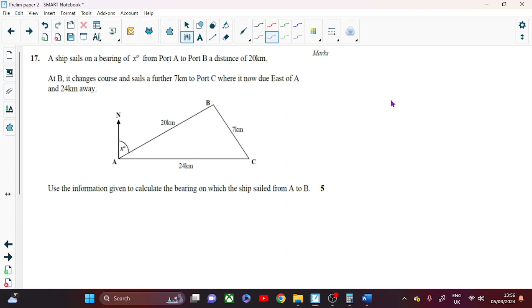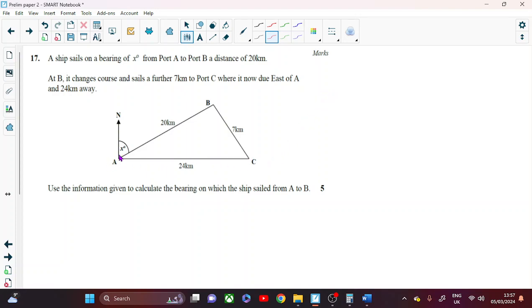Okay, here we have a bearings question. They are highly likely to give you a bearings question this year because it's the first year bearings are back. A ship sails on a bearing of x degrees from port A to port B, a distance of 20 kilometers. At B it changes course and sails a further 7 kilometers to port C, where it is now due east of A.